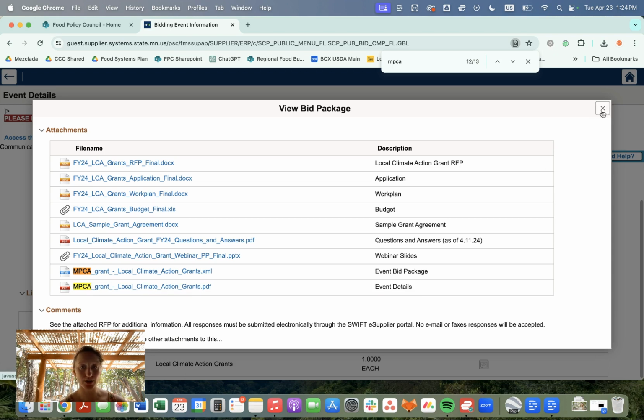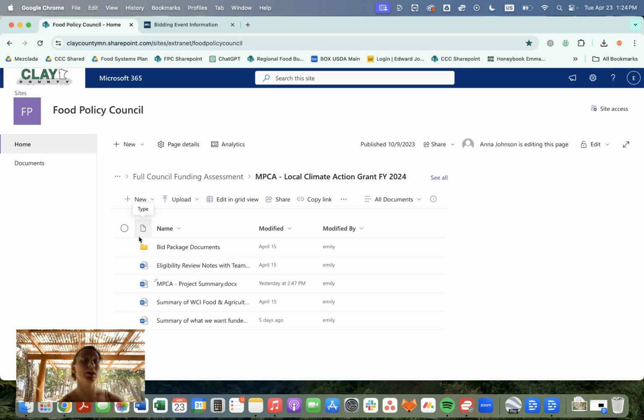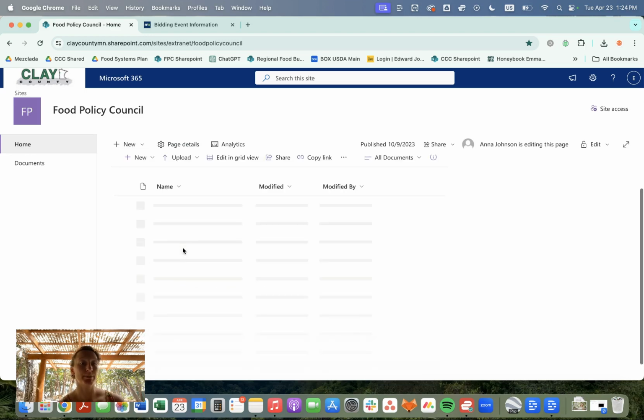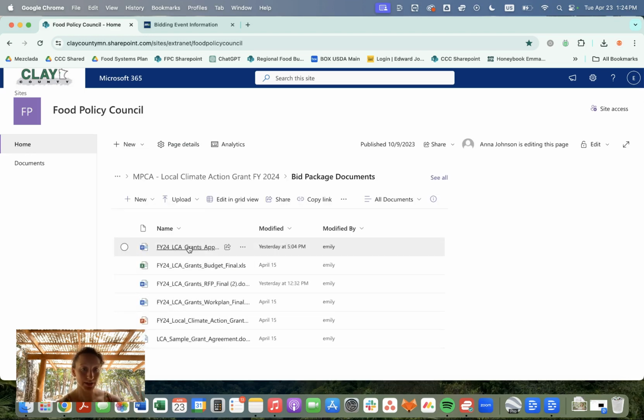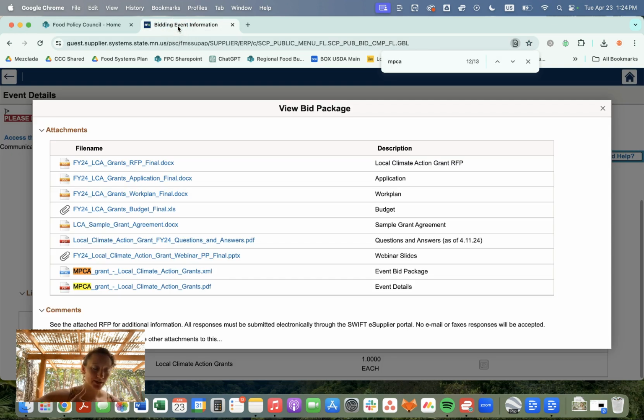But basically, I took the most important documents from this section and I've uploaded them to our folder here under bid package documents. So I have these accessible to me. I would highly recommend doing that, because think of what you would have to do every time that you want to look at those documents. If you're having to go to the MPCA's webpage, then you're having to download this stuff and then look at it. It's just a mess.